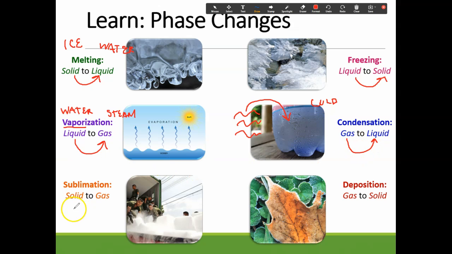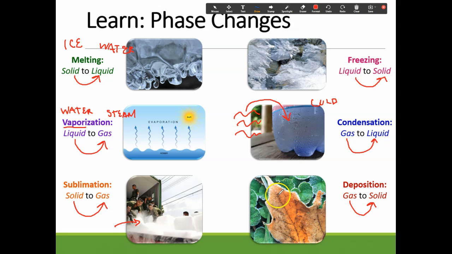Sublimation we learned is when we go directly from a solid to a gas. An example that you can see right here is dry ice, which is solid CO2 that is turning into gaseous CO2. You can see that gas coming off. That happens when it gets hot really fast, where the temperature increases so quickly that it actually skips the liquid phase. And then the reverse would be gas to solid, deposition.